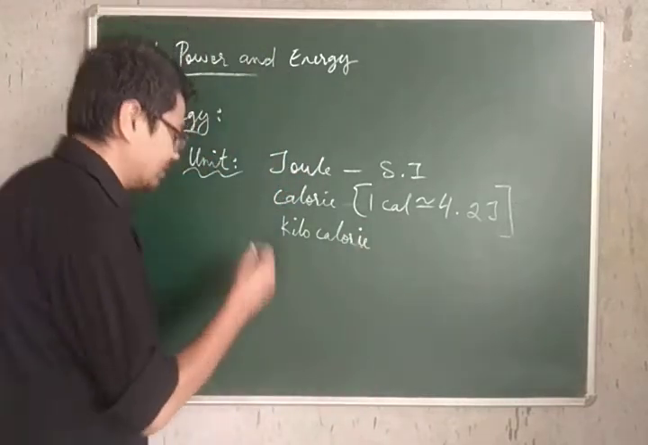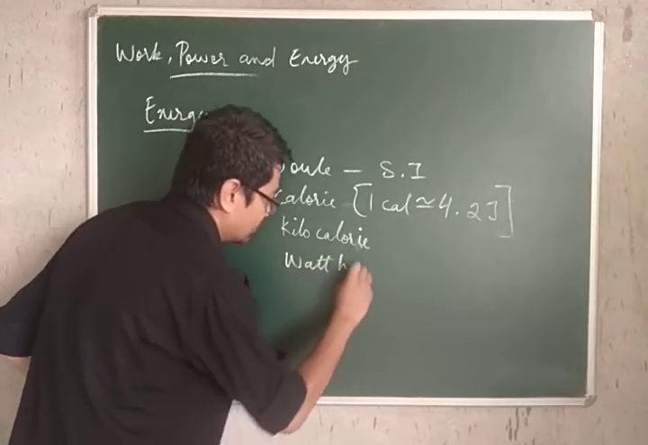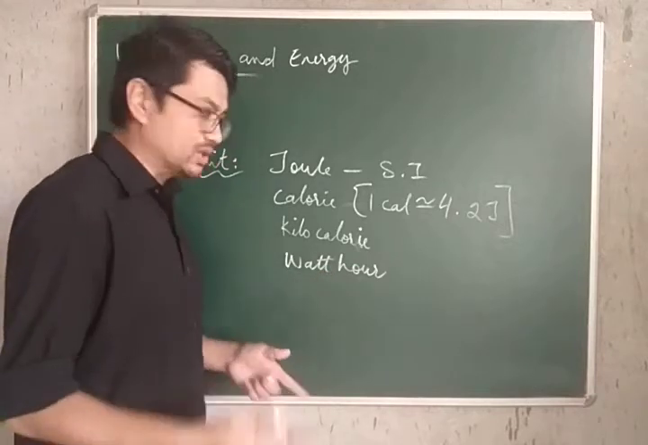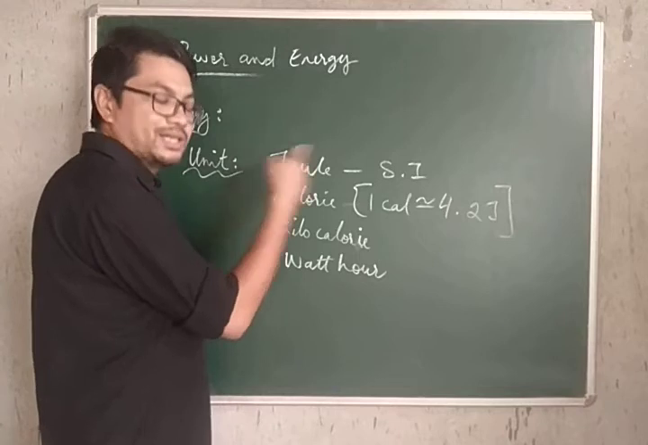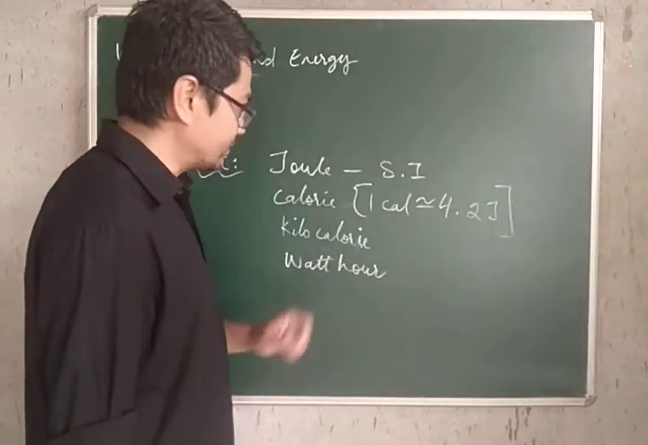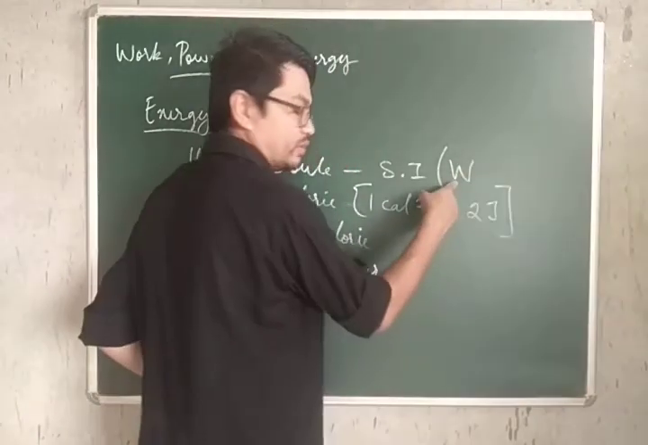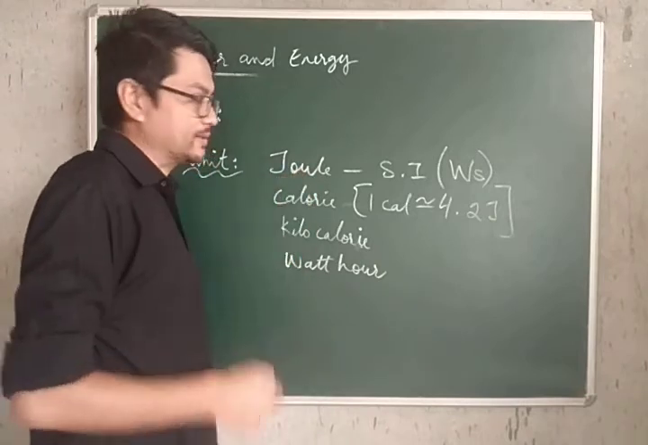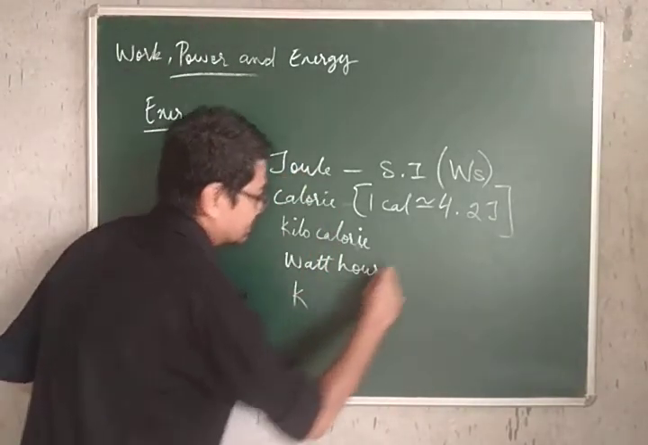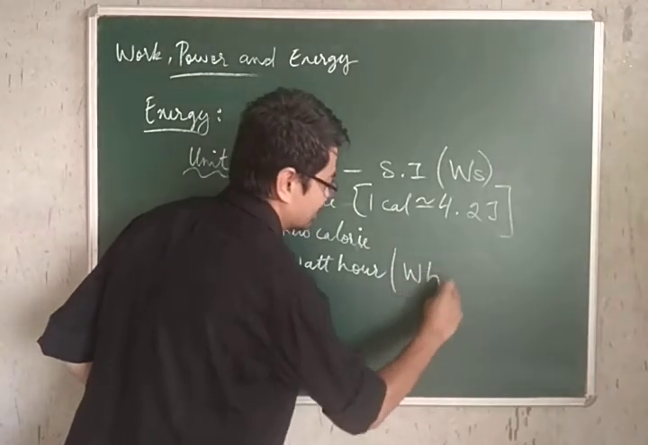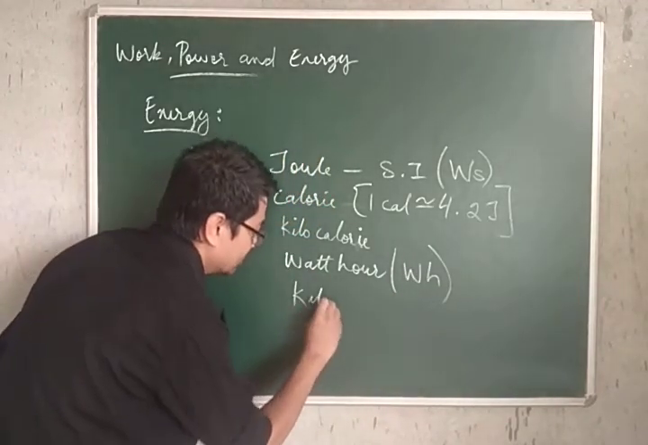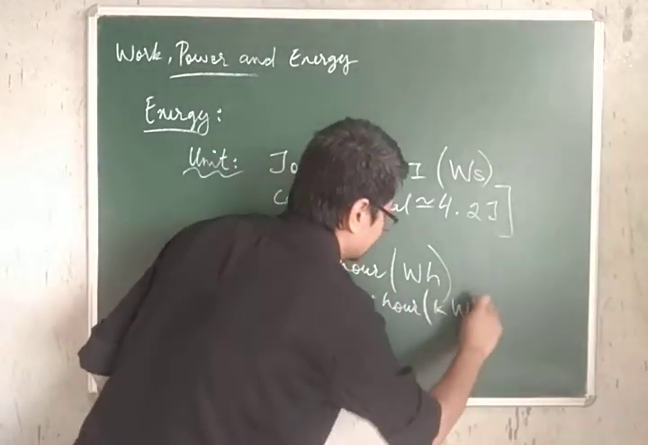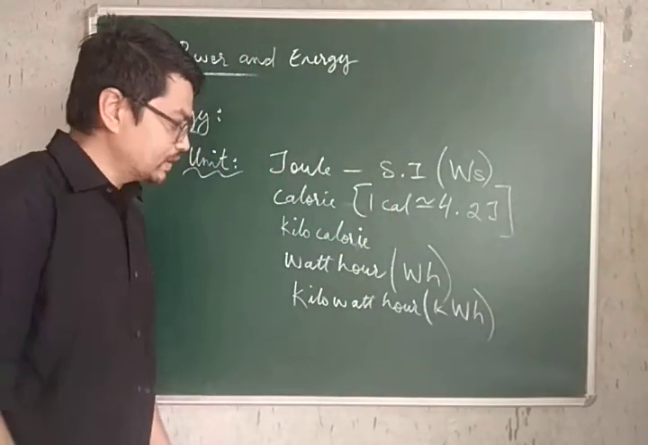What are the other units? You have watt hour. This unit you get from the definition of power, because joule can be written as watt second. Watt second means joule, do not forget that. So let me write it over here. Capital W represents watt, small s represents second. So watt second means joule. So watt hour you have, capital W, small h, watt hour. You have kilowatt hour, small k, capital W, small h, kilowatt hour.